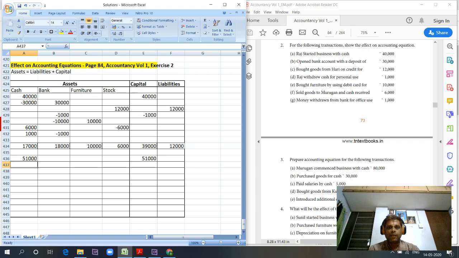For all the debits, friends, please understand this is your basics of accounting. For all the debits, there is a corresponding credit entry that is coming. So this is the basis of dual aspect concept and also the basis of all accounting transactions.